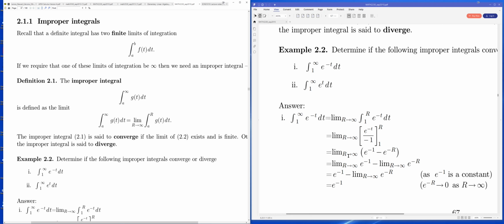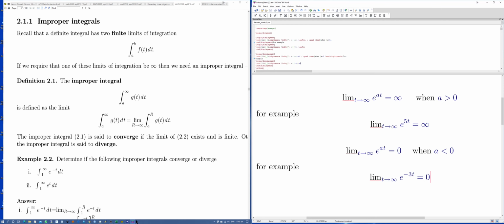So to work out this limit, if you have two functions, you take the limit of each function and subtract. The limit of this constant function is just the constant, so you have e to the minus 1. And now I'm taking the limit of e to the minus R as R goes to infinity, and that's really just the case we just looked at.